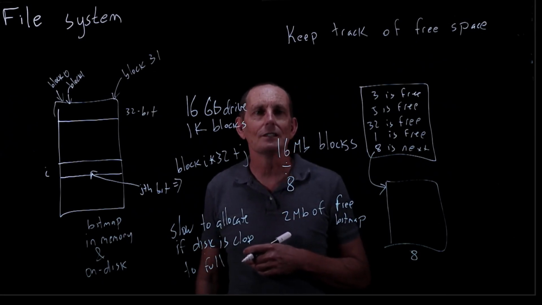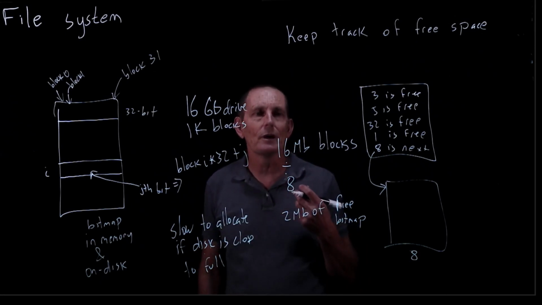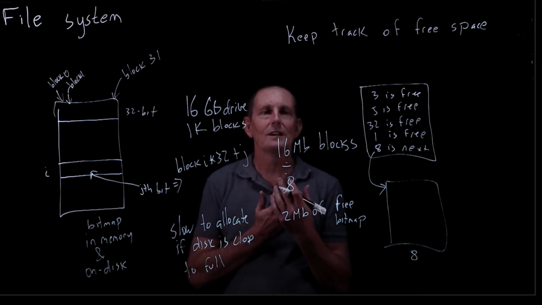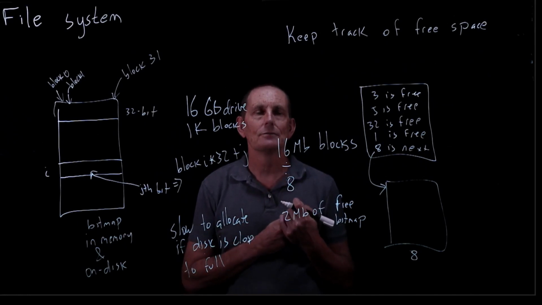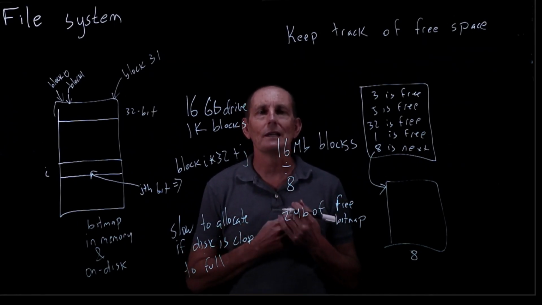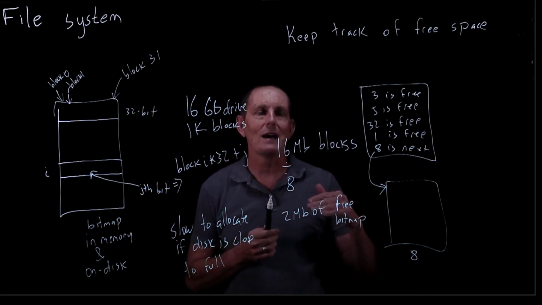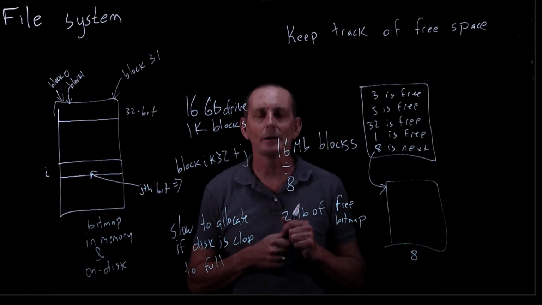So this free list is really important to keep track of because it's going to be pretty common to want to either put a block in the free list, for instance, we've unlinked a file, or we might need to allocate a block from the free list, for instance, we're writing past the end of a file into a new block.